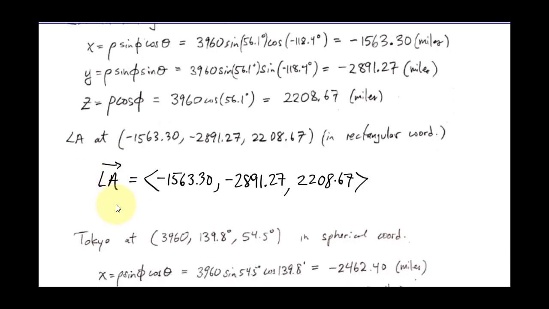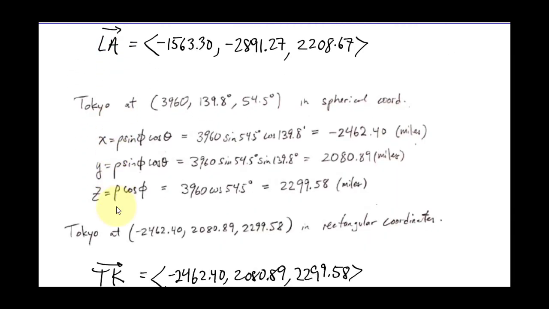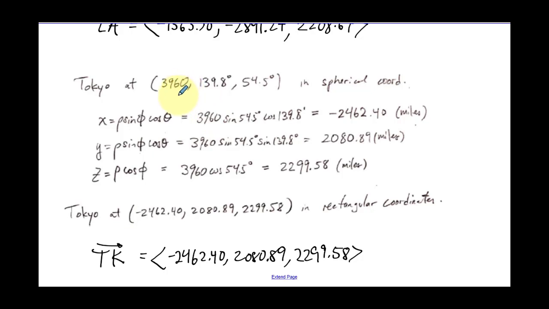For Tokyo, I had spherical coordinates that I can plug in to my conversion formulas. Radius 3960, longitude 139.8, colatitude 54.5. Plugging those into my conversion formulas, I get the x, y, z values for the position in three-dimensional space in rectangular coordinates for Tokyo. And those three x, y, and z values in rectangular coordinates I can then just copy into the components of a three-dimensional vector that points from the center of the Earth to that particular point.